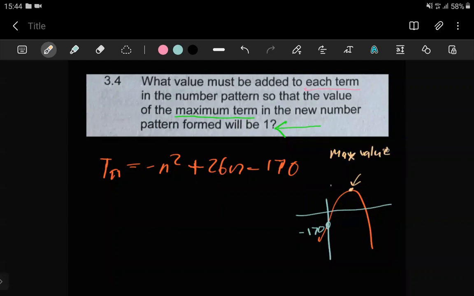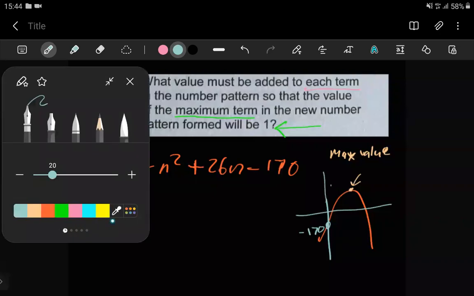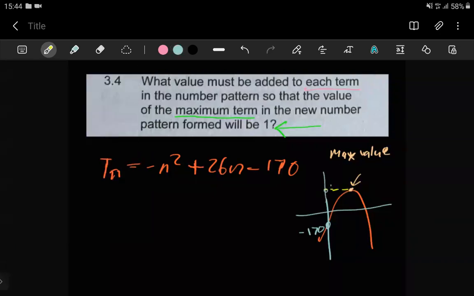Now this parabola having a maximum value, we already know that this question, what must be added to each term in the number pattern so that the value of the maximum term in the new number pattern is 1. So we can find out what is the original maximum value, and then from there we can just see what we can do to make it a 1. Originally the maximum value is whatever this y value is there. We don't know, so this would be whatever Tn is, and this would be representing n, if I can put it that way.